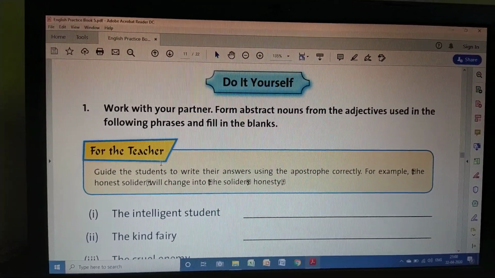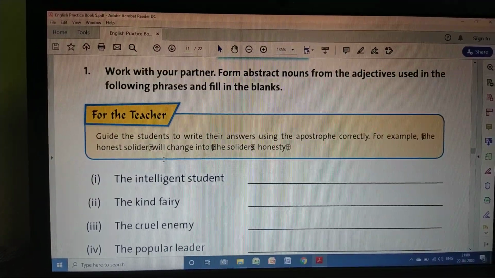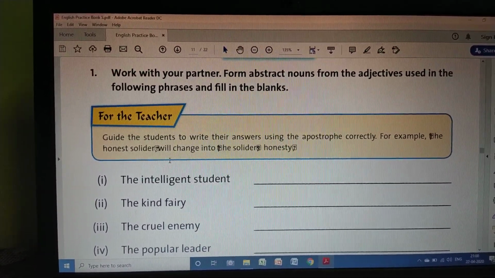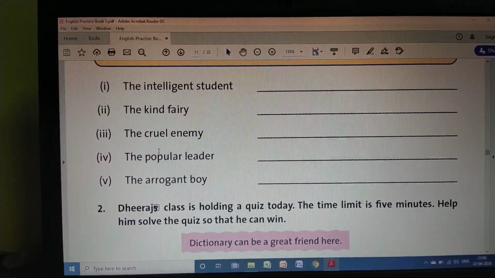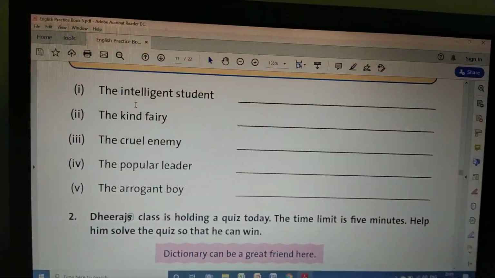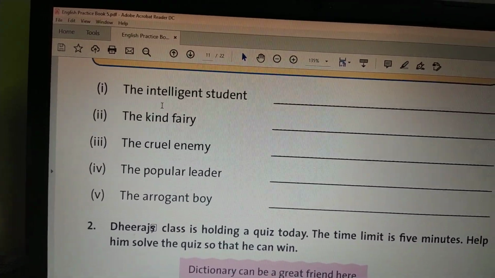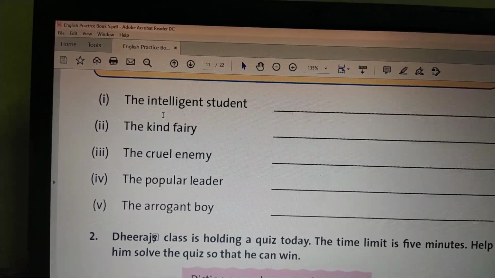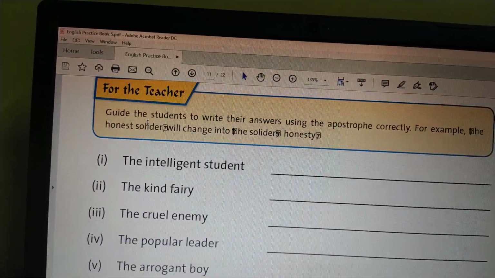Okay, so what you are supposed to do is change all the sentences. You are going to fill in the blanks forming abstract nouns from the adjectives. Now for example, here they have given the intelligent student. Now the adjective word here is intelligent, right? And student is a noun, of course. So you are going to change this adjective into an abstract noun. Now how are you going to do it? Like here they have given the examples.